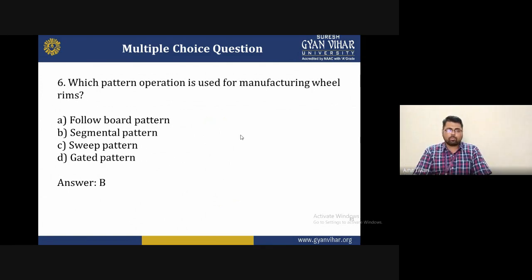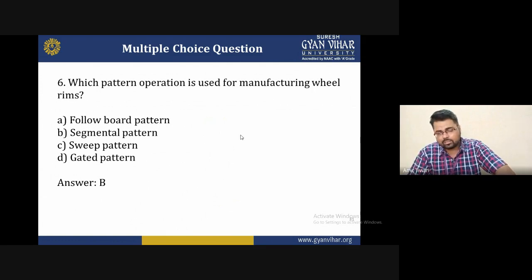If you want to manufacture the wheel rim, or some circular type of section, for any application, we will prefer the segmental pattern. It is generally used for manufacturing this type of pattern nowadays.